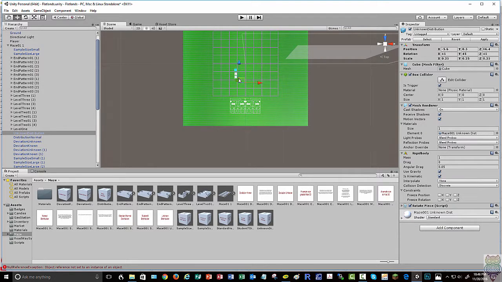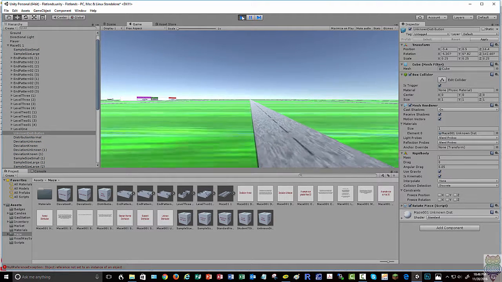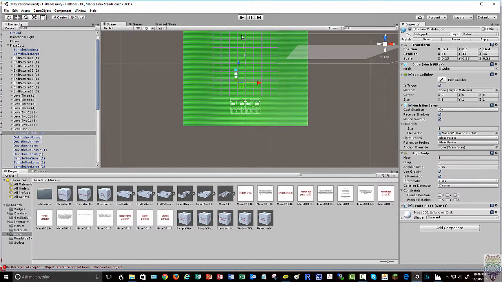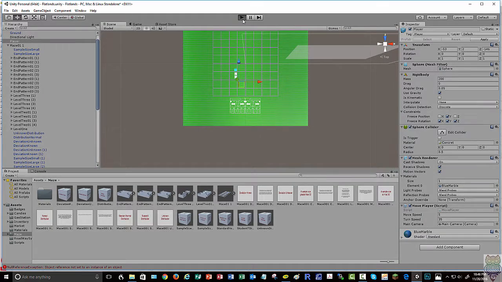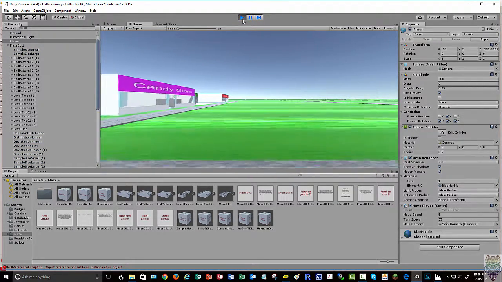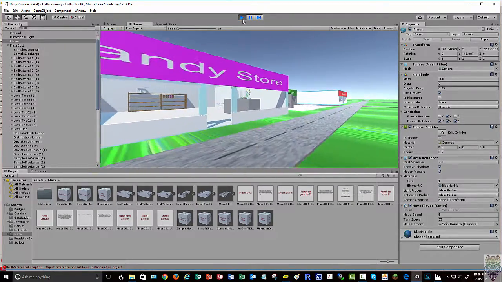I'm going to move my player closer to the candy store. Oh, I thought I moved it closer to the candy. I didn't undo that. That's not what I wanted to move. It was the little floating icon. I want the player to move. Alright, so I'm much closer to the candy store now. Let's see if we can get it to pick up or at least select a candy.